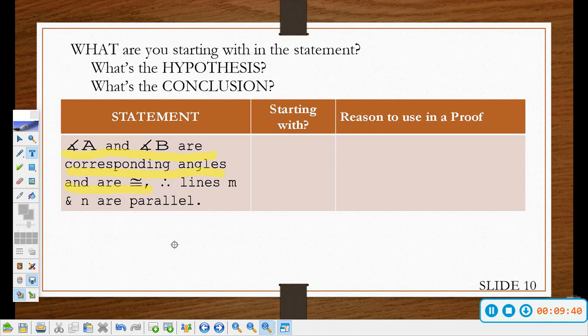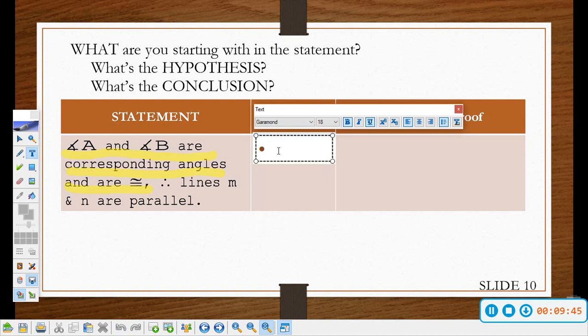So I can write that I have corresponding angles are congruent, means, or I'm going to say therefore, lines, oops, it didn't ask me for that. It only asked me for my hypothesis. So let me just stop right there.